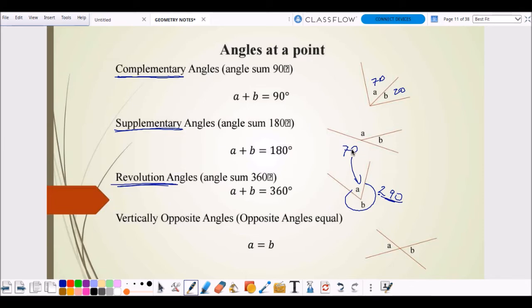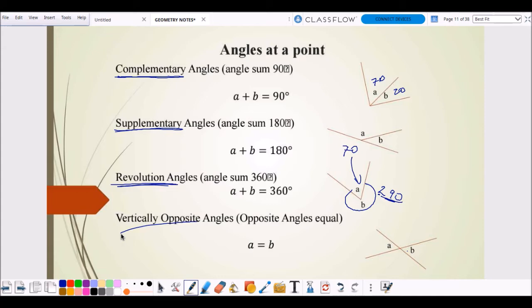And vertically opposite angles. So generally this is when you come across a shape that looks like this. If you look at this, A and B are exactly the same. You use vertically opposite because if you look opposite of that angle, they're exactly the same. So those are the 4 reasons we're going to use to justify why a certain angle is what it is. So you have complementary 90 degrees, supplementary 180, revolution 360, and then vertically opposite is on the other side or opposite side of that angle. It's exactly the same.